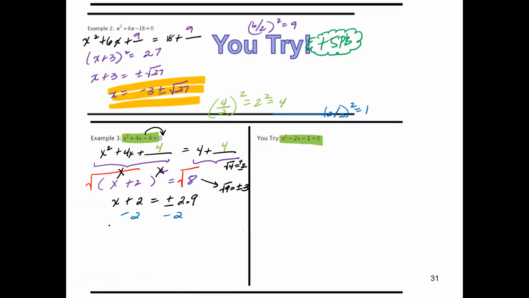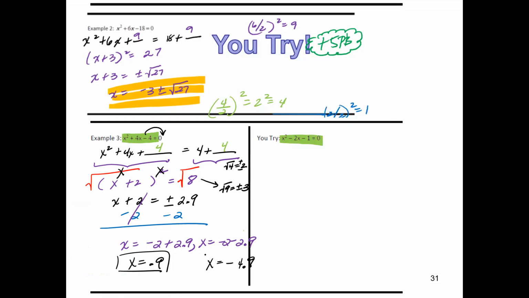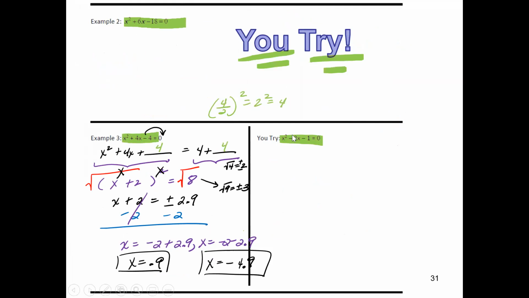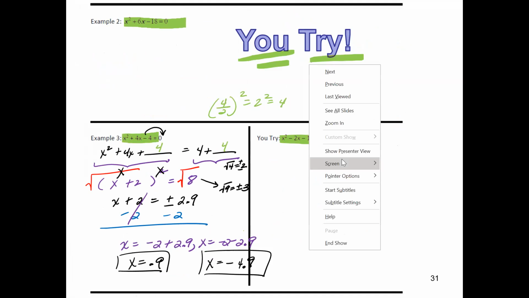Last step, or second to last step, subtract the 2 on both sides. x equals negative 2 plus 2.9, negative 2 minus 2.9. Your first answer is going to be a positive 0.9. Your second answer is going to be a negative 4.9. And that is your answer. I'm now going to have you guys try the next one right here, for example 4. So go ahead and pause the video and give that a try.